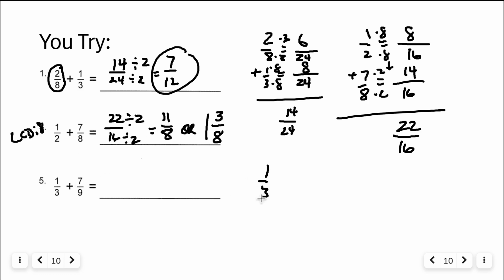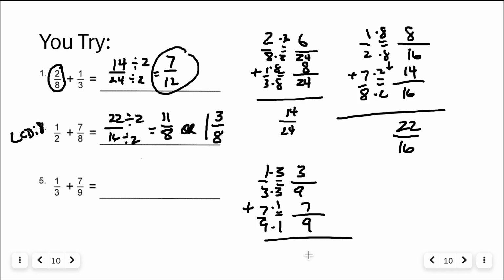All right, let's try 1/3 plus 7 over 9. Okay, least common denominator here is going to be a 9. So the top fraction I'm going to multiply by 3. And the bottom fraction I'm going to multiply by 1. And 3 plus, keep it as a 9. 3 and 7 make 10. That's 10 over 9, or 1 and 1/9. Okay, those are my answers for those three. Hopefully you got them right.